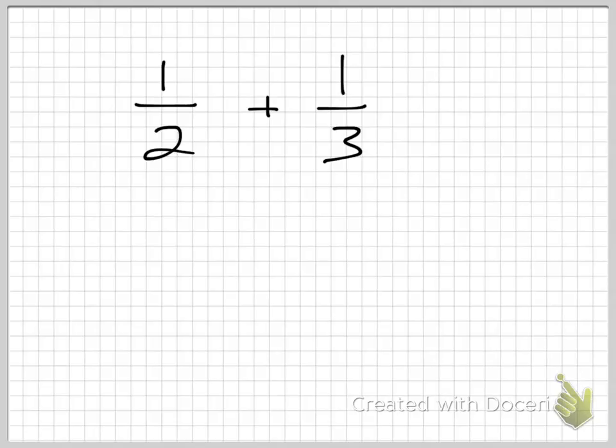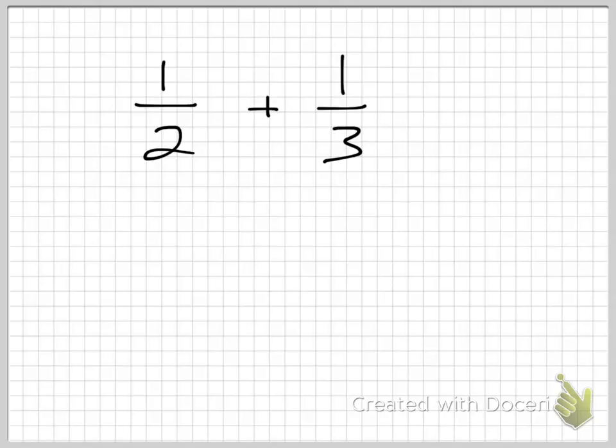Can I add these the way they sit right now? No. Why not? They have to have the same denominator, right? They have to have a common denominator. These do not. How do you find a common denominator?